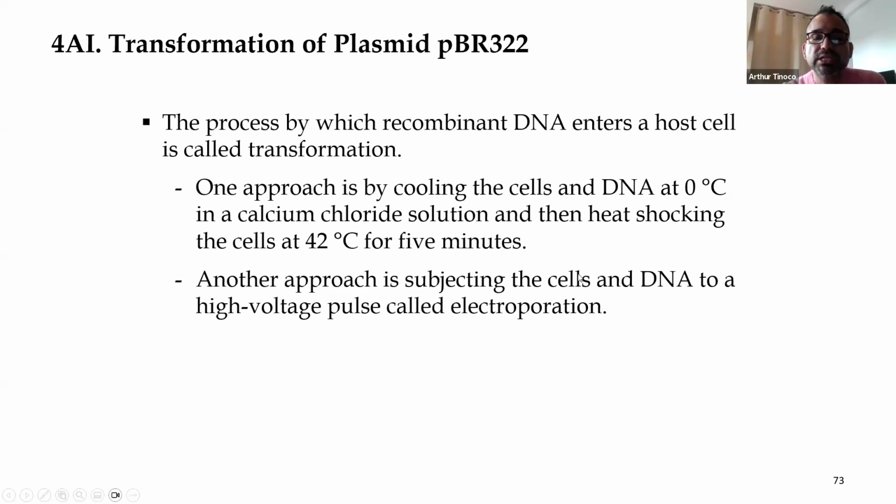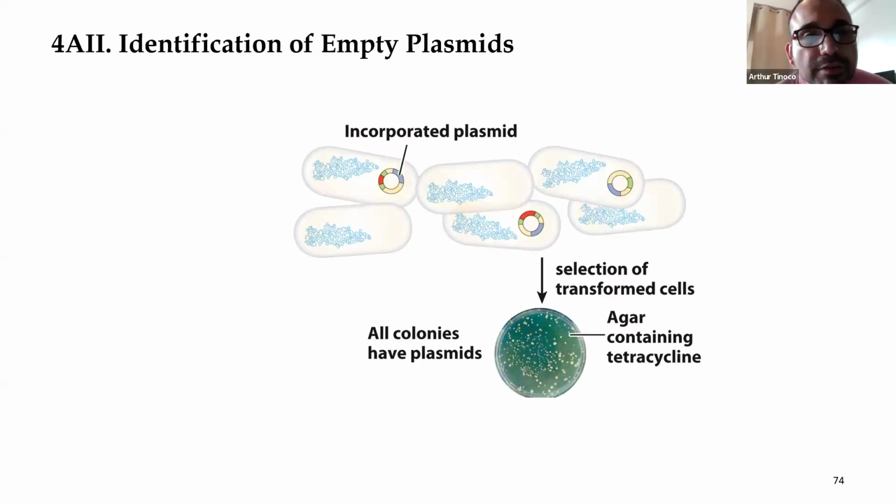Another approach is subjecting the cells and DNA to what is referred to as electroporation, where you apply a high voltage pulse, and that pulse does the same thing. It makes them more permeable and able to accept the plasmid of interest. All right, so identification of empty plasmids. You're going to have a mixture of hosts that contain the plasmid and hosts that do not. So you take this mixture and put it on a plate, and this plate will have your antibiotic. In this particular case, the agar plate will contain tetracycline.